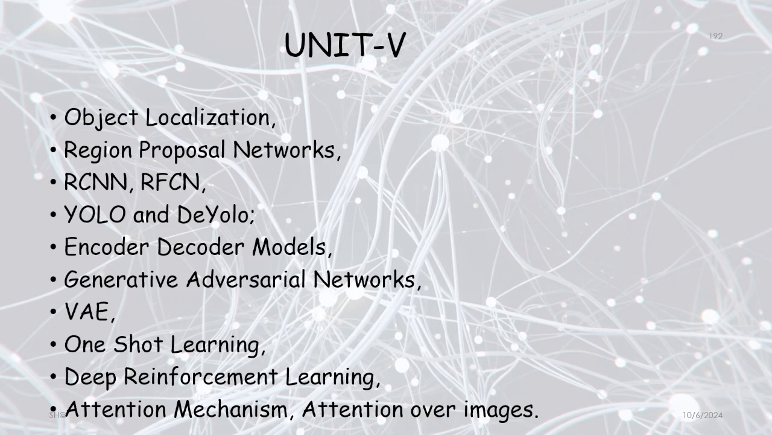The second one is region proposal networks, which are also called RPNs. They help in identifying the areas. Mainly, when we localize an object, we need to know which region that object is in. So the RPN will tell that. They help in identifying the areas in the images where the objects might be, speeding up the detection process.